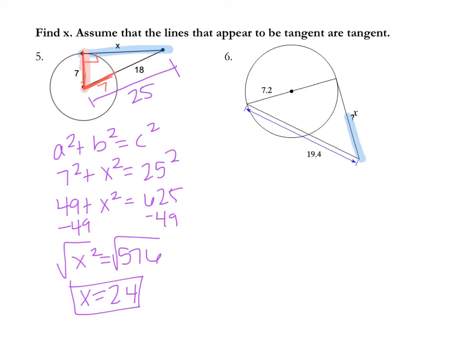Number 6, I'm looking at the line that appears to be tangent here. That one's tangent. And then this is the diameter that meets up with it. Those are going to make a right angle. So now that I have the right angle, that's going to allow me to fill in a squared plus b squared equals c squared. One side is x squared.